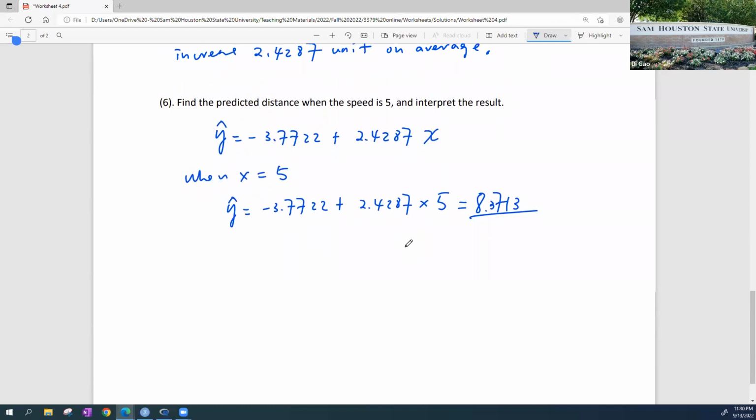So the interpretation: for speed equal to 5, the average distance for speed equals 5 is 8.3713. We can put it in there.